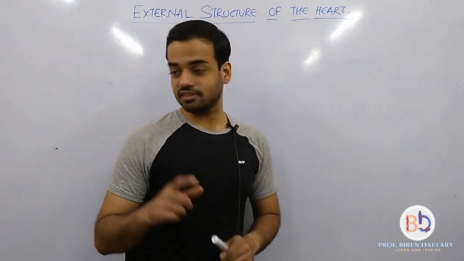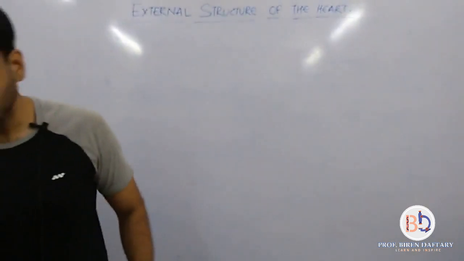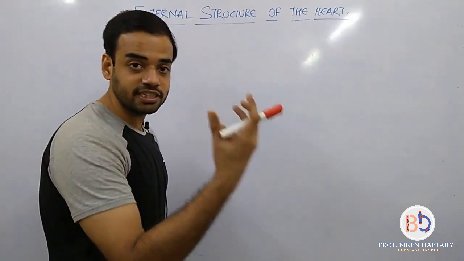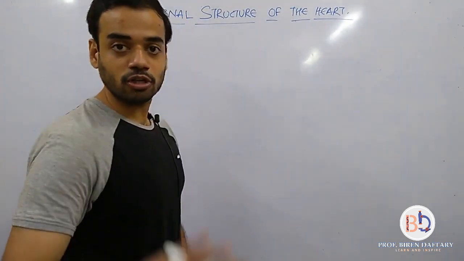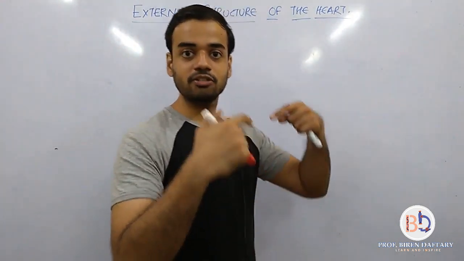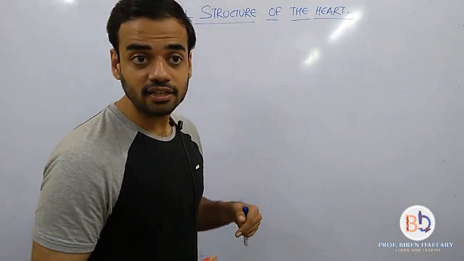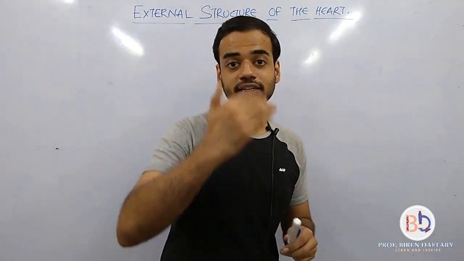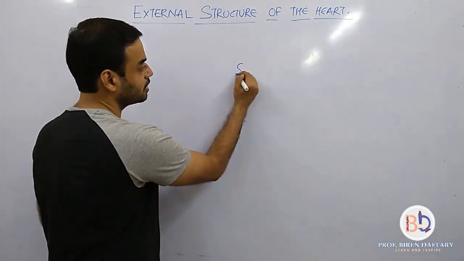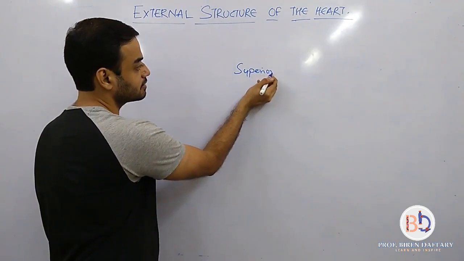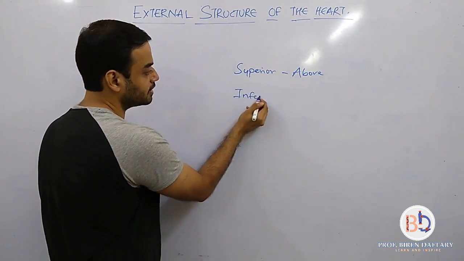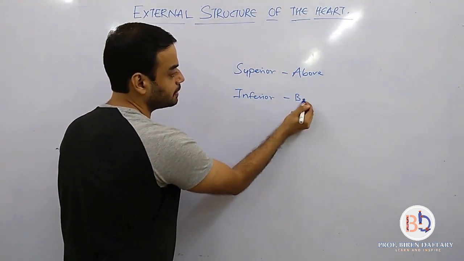Now, first we have to see what are the different parts of the heart. When you see the heart from outside, which are the parts? So now you already know there are two superior chambers, the chambers which are present above, which are called atria, and there are two inferior chambers. Inferior means something which is below. So please remember this. Superior is something which is above. Similarly, inferior is something which is below.